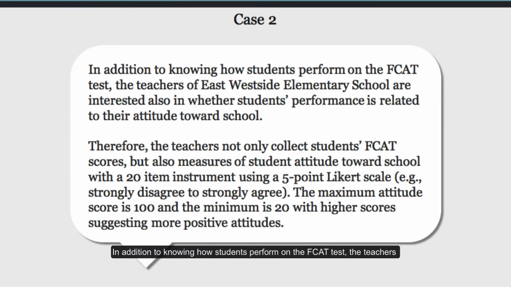In addition to knowing how students perform on the FCAT test, the teachers of East Westside Elementary School are also interested in whether students' performance is related to their attitude toward school. Therefore, the teachers not only collect students' FCAT scores, but also measure students' attitude toward school with a 20-item instrument using a 5-point Likert scale, for instance, strongly disagree to strongly agree. The maximum attitude score is 100 and the minimum is 20, with higher scores suggesting more positive attitudes.